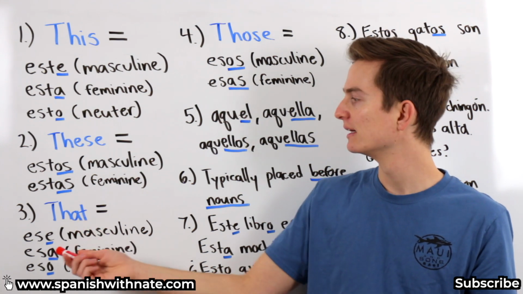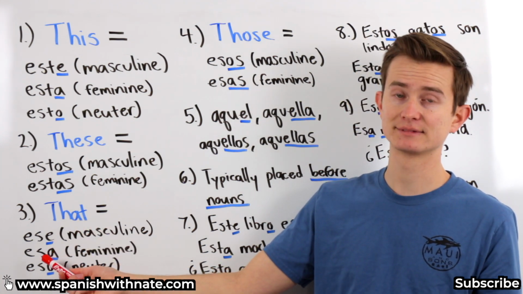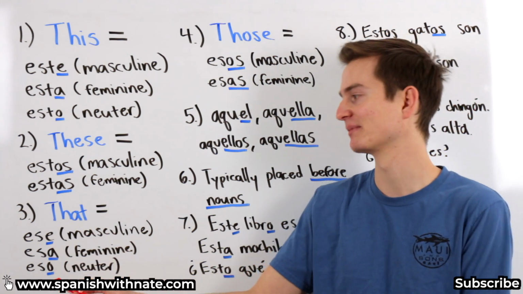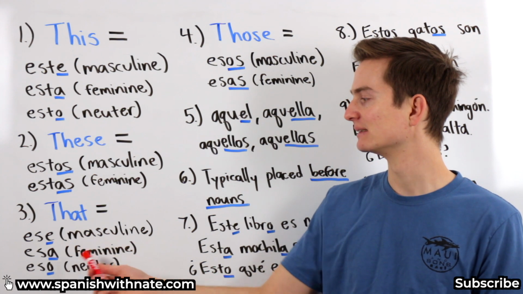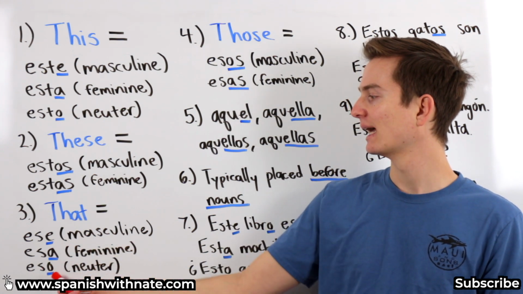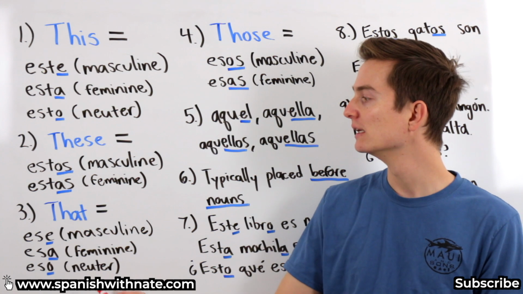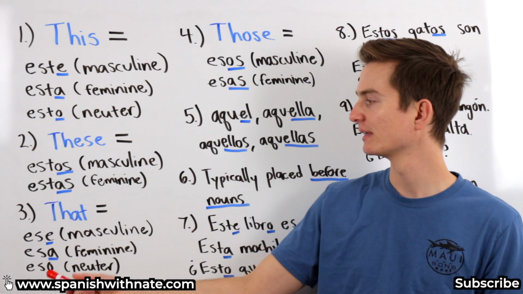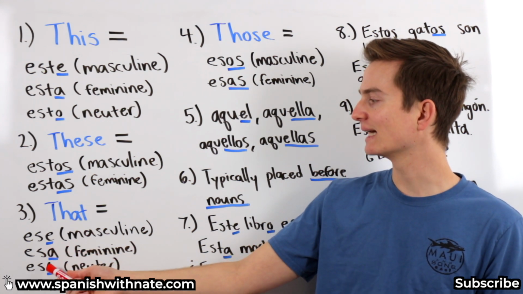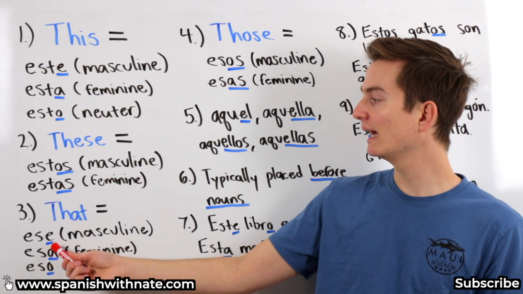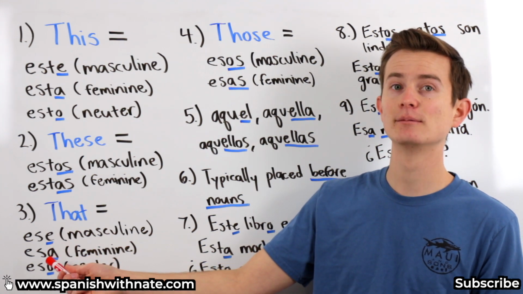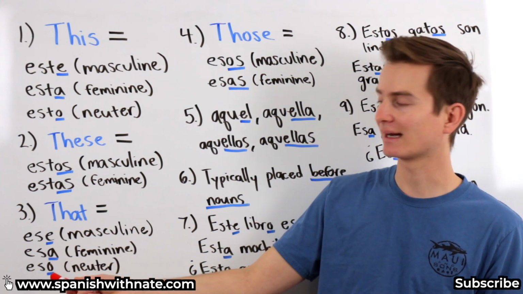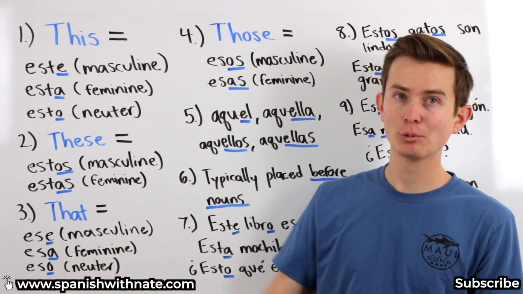"That." For masculine, ese. Not like "¿qué onda, ese?" You might have heard that. No, it's not that. Ese means "that." Ese, masculine. Esa, feminine. Eso, the neuter form. So ese is masculine, not eso. Ese libro, that book. Esa mochila, that backpack.